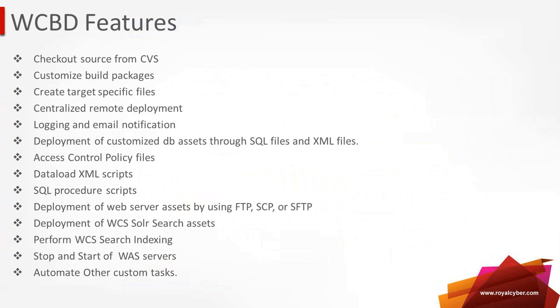So there are host names. You can create 3 versions of target specific files. And the WCBD has mechanisms that will pick up the appropriate files and deploy that into the respective environments. The WCBD build server, you can install it on a separate environment, or you can deploy that in the development server. And then from there, you can do centralized remote deployments into all different environments: dev, test, production, sandbox.